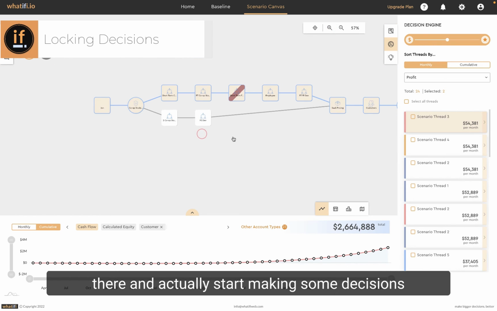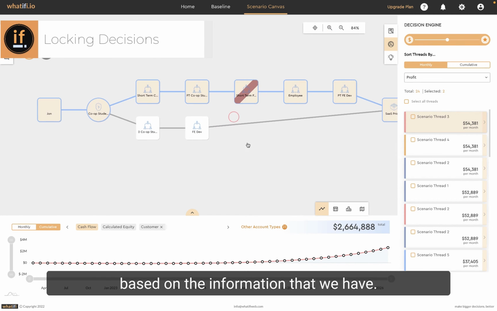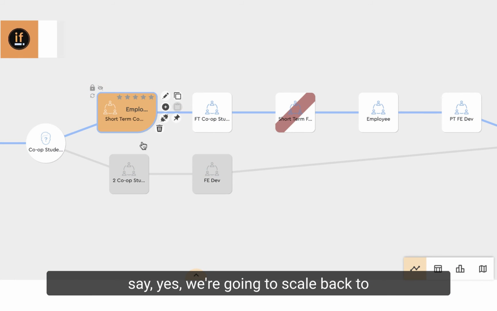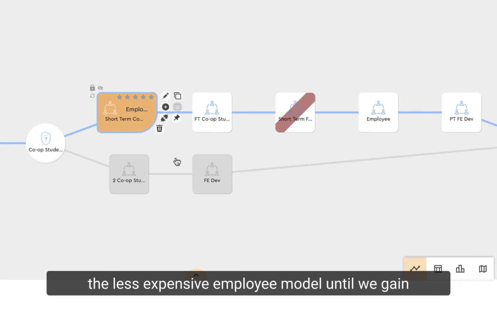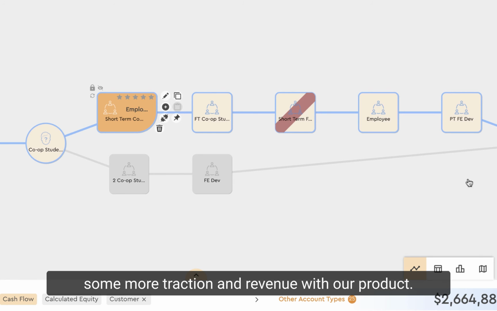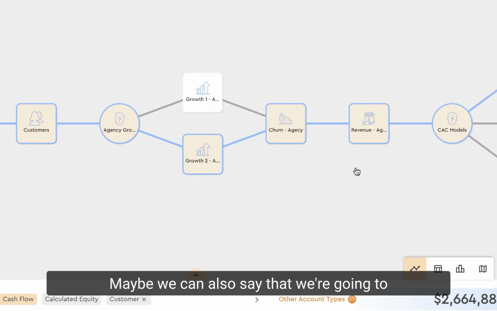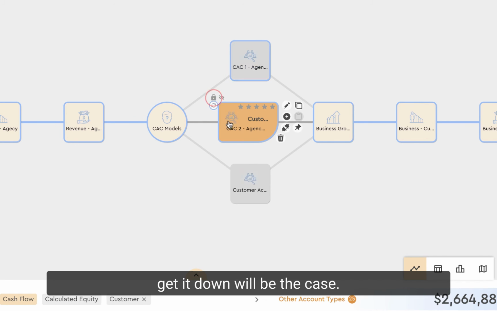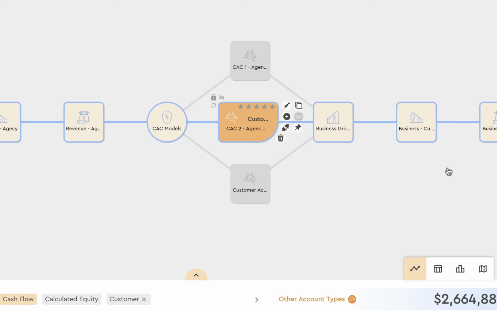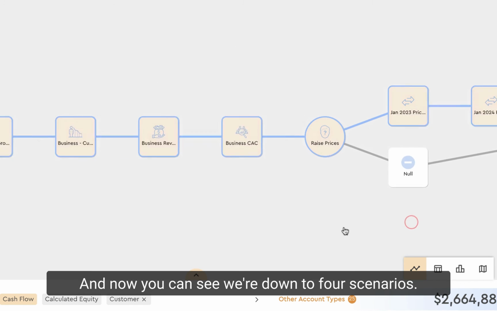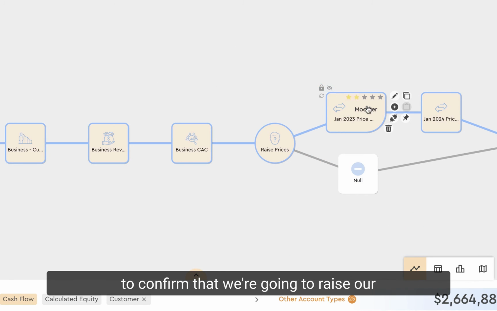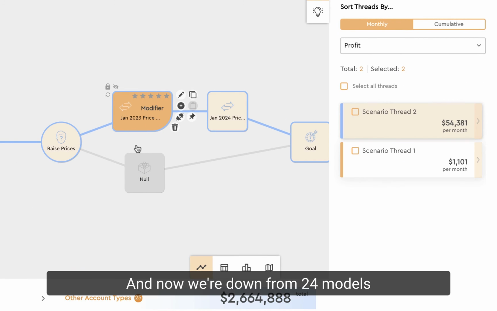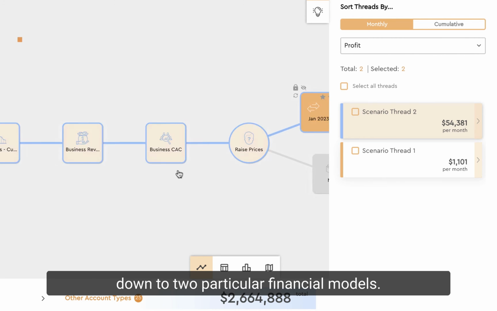So maybe now we want to sit there and actually start making some decisions based on the information that we have. So first, let's go in and say, yes, we're going to scale back to the less expensive employee model until we gain some more traction and revenue with our product. Maybe we can also say that we're going to assume this particular customer acquisition cost, we're able to get it down, will be the case. And now you can see we're down to 4 scenarios. We can even say that we're definitely going to confirm that we're going to raise our prices. So we can do this as well. And now we're down from 24 models down to 2 particular financial models.